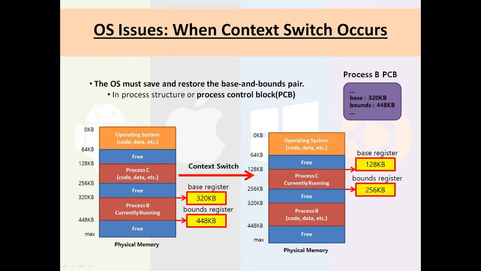Process C is then swapped into the CPU, and when it is swapped in, its base and bounds registers that were within process C's PCB are loaded into the base register and the bounds register in the CPU for that particular process. So now those register values are 128 and 256, corresponding to the start and finish of process C. So that's what would happen for a context switch.